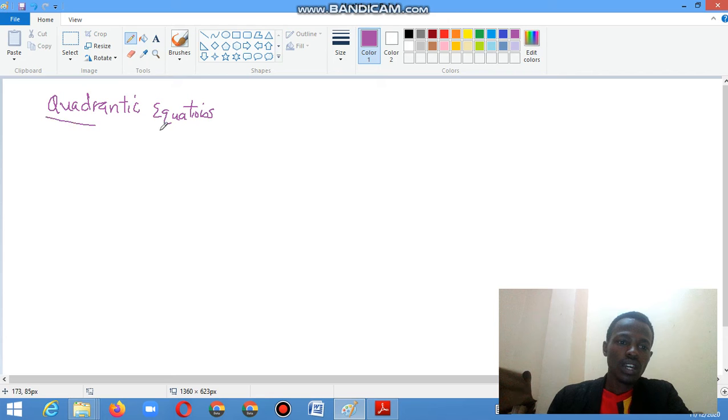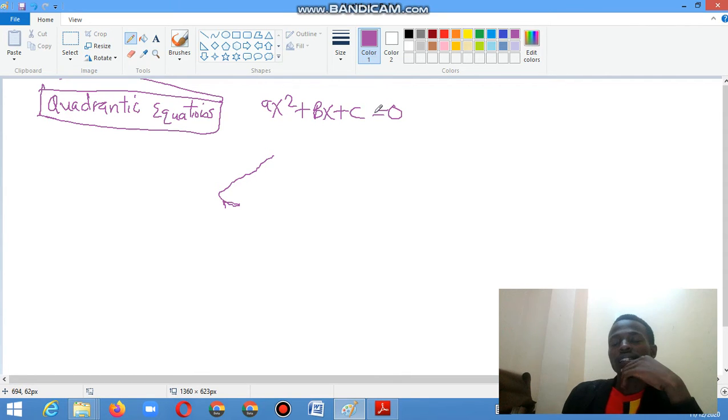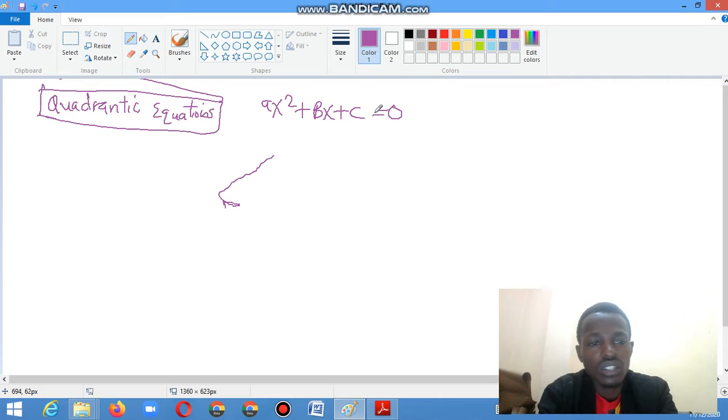These ones have a special form: ax squared plus bx plus c is equal to 0, where a is the coefficient of x squared, b is the coefficient of x, and c is just a constant. So we have three methods of solving quadratic equations, and all of those three methods we are going to see.